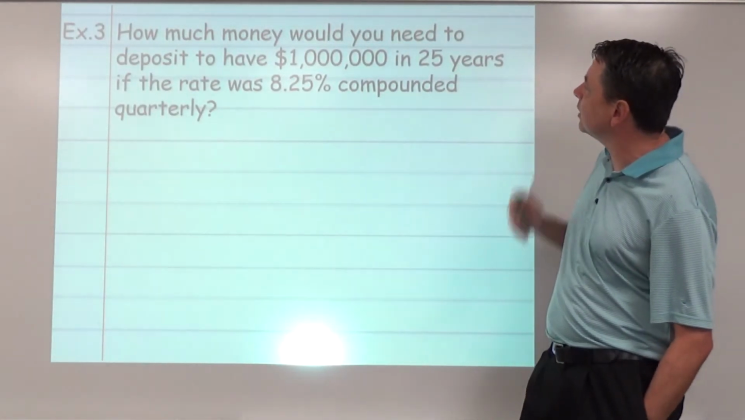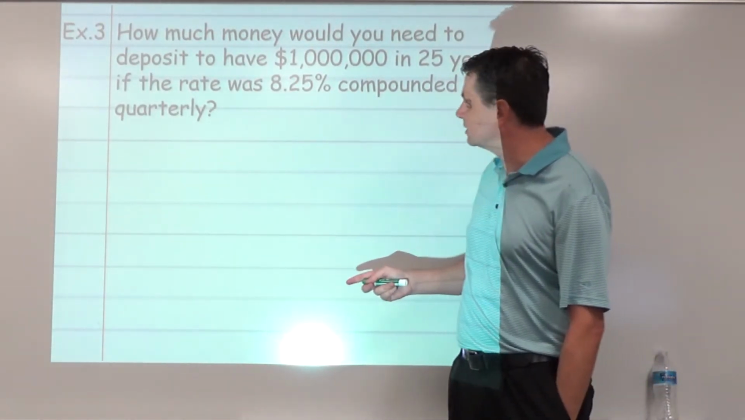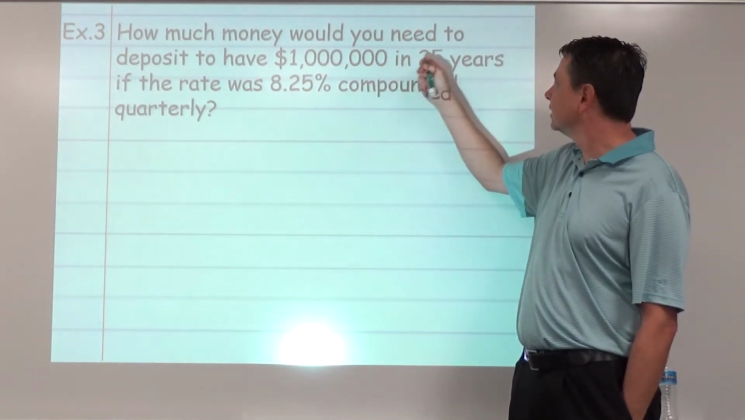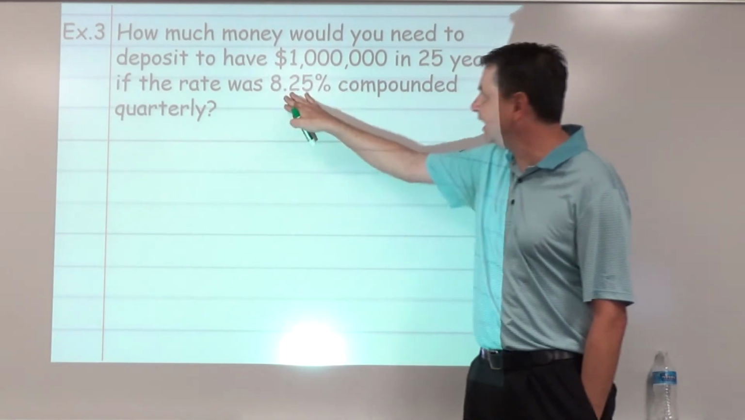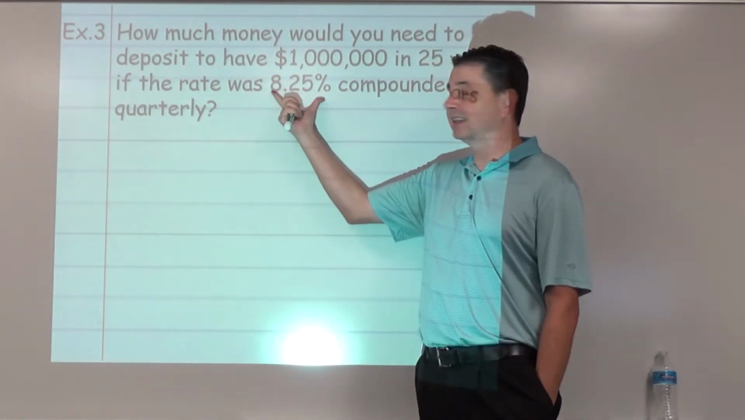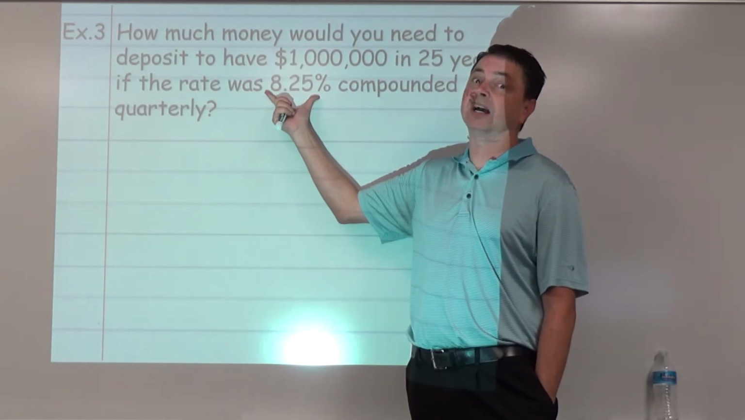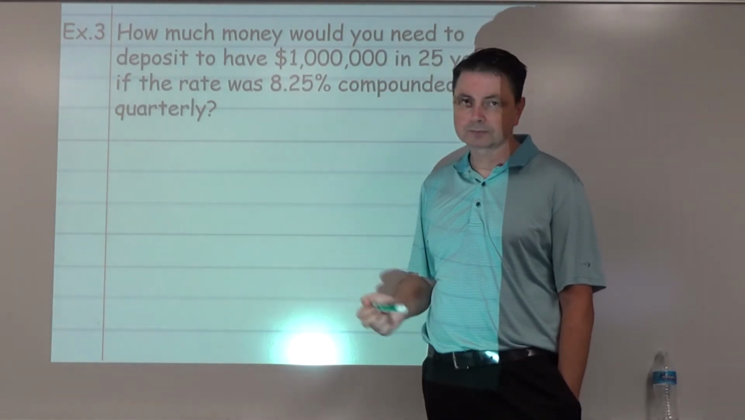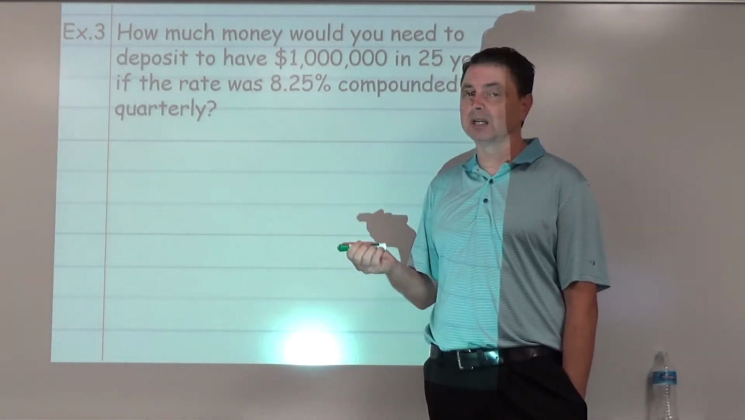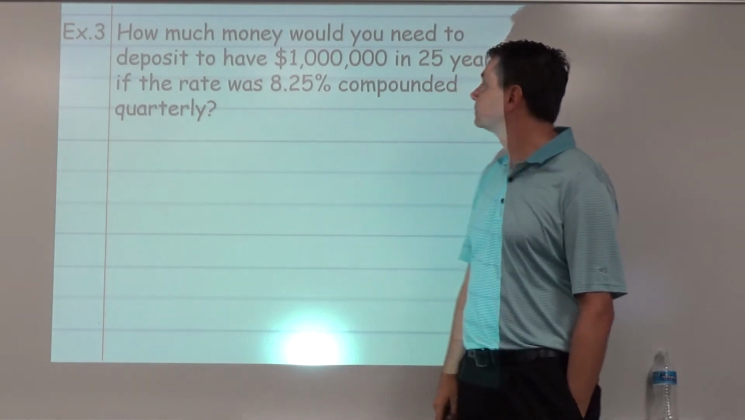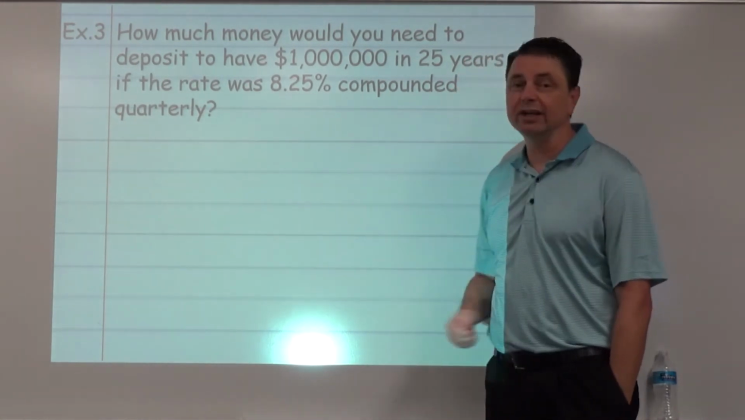Example number 3, how much money would you need to deposit to end up with $1 million in 25 years if this was the interest rate, which in terms of these days, that's a very high interest rate. Our interest rates are very low currently, which is good if you're borrowing money. It's not good if you're necessarily investing money. And we're compounded quarterly.